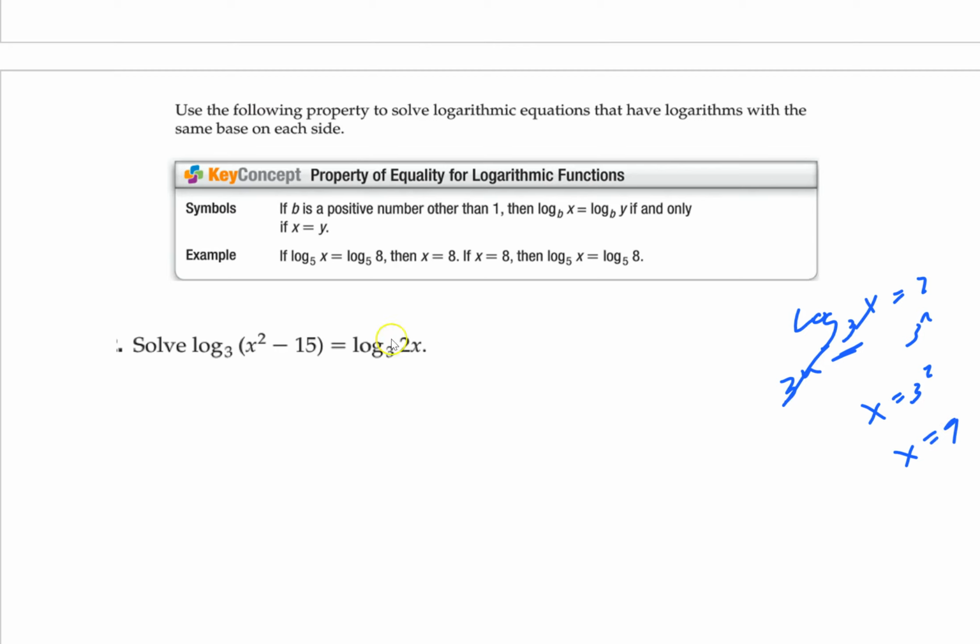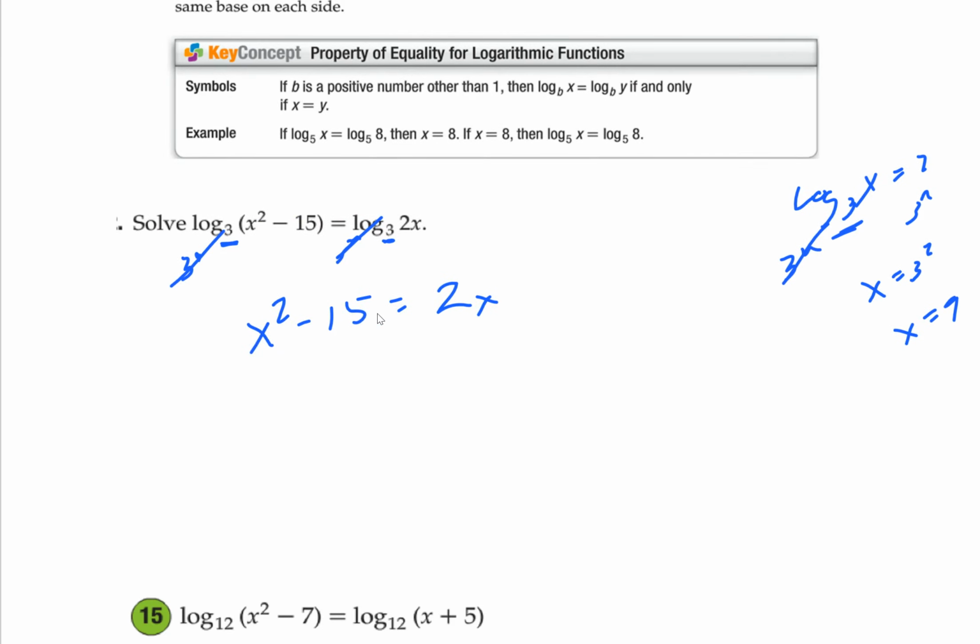Well, with 2 logs, how does this work? The same idea. What's the base? 3. Take it to both sides. These cancel, and you get x squared minus 15 equals 2x. Notice again, it only works when the logs are the same base. You can't do it by hand if the logs are different bases, at least with stuff we've learned so far.